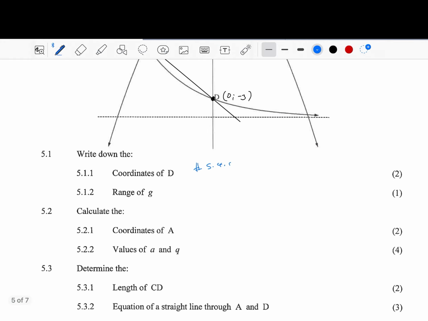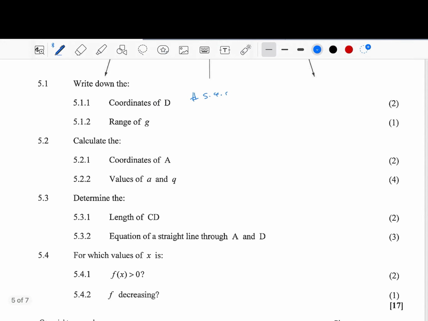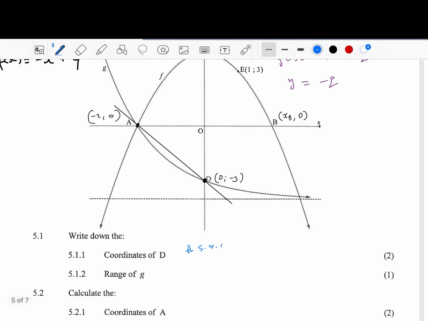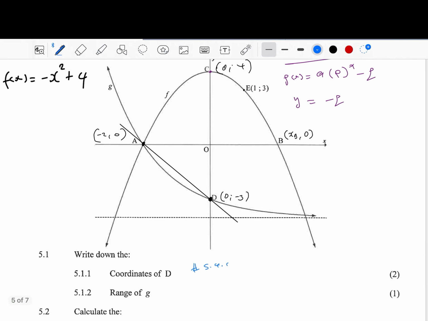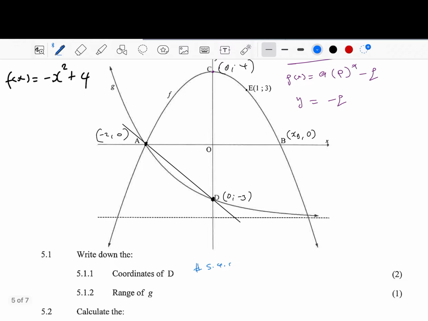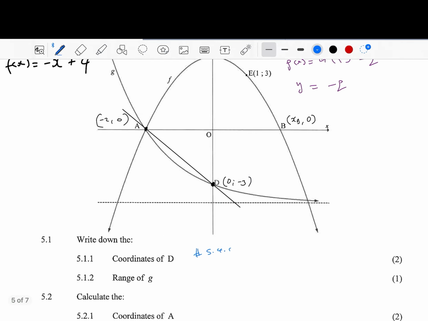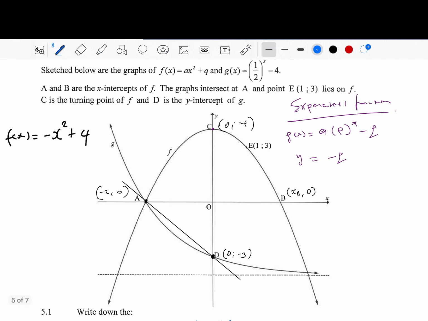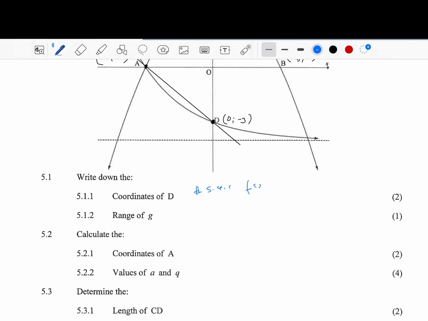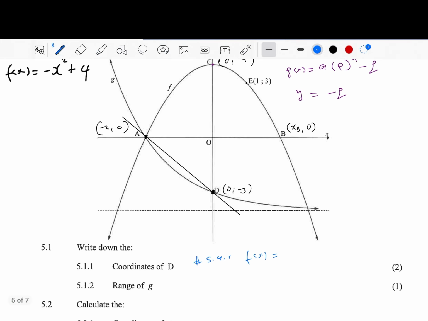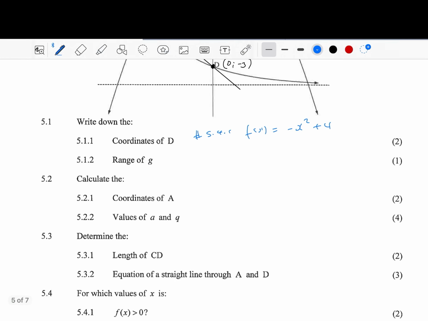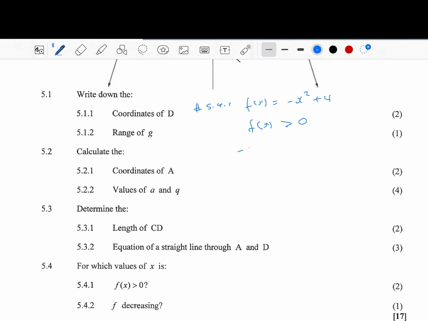5.4.1. F of x greater than 0, right? For which values of x is f of x greater than 0? So now they want you to identify the values of x where f of x is greater than 0. Now what is f of x? F of x is equal to -x squared plus 4. They want to find the values of x where this is greater than 0. Easy. So you have -x squared plus 4 is greater than 0.